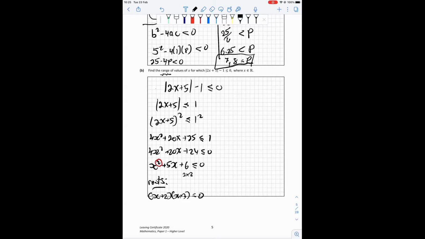Solve for this. We're multiplying two numbers to get 0, so one of them has to be 0. If x plus 2 is 0, it means x is minus 2. If x plus 3 is 0, it means x has to be minus 3. I have my two roots. I'm going to draw my x-axis.